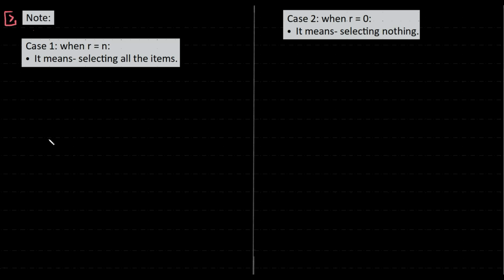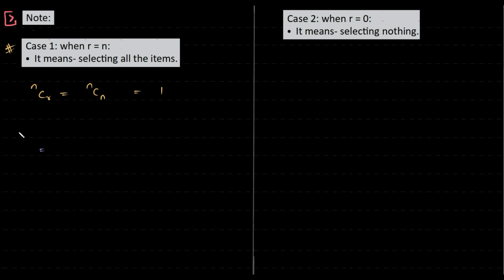There are a few things that would be helpful for us to know, and that includes when r is equal to n, what does it mean? So in nCr, if r is equal to n, it's basically nCn. That is selecting all the items. If we select all the items, how many ways are there? There's only one way, right?